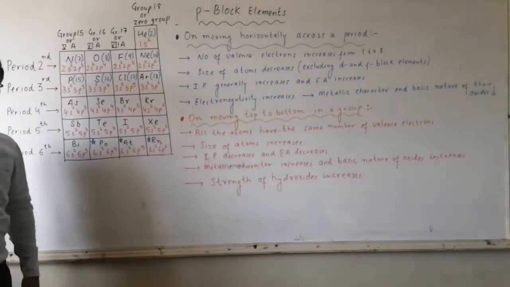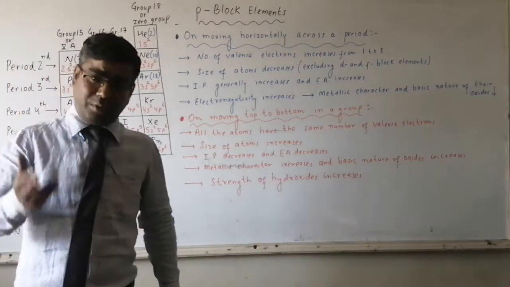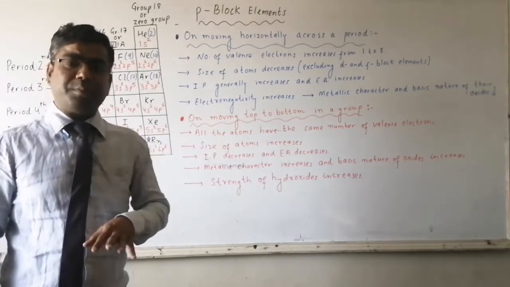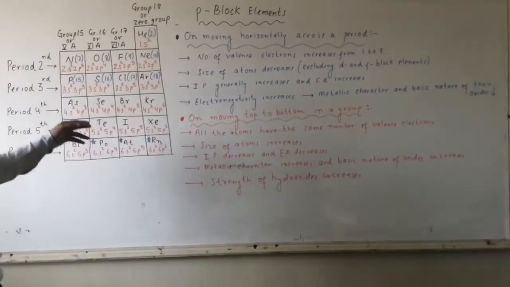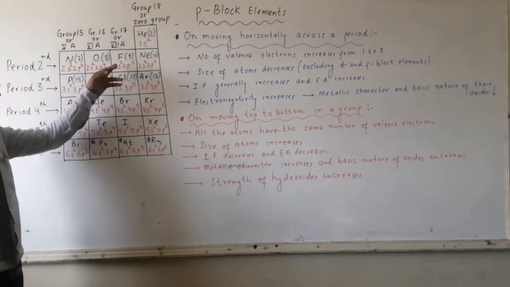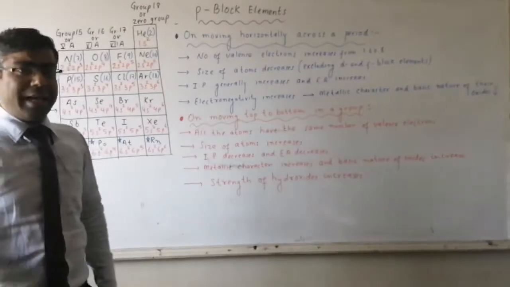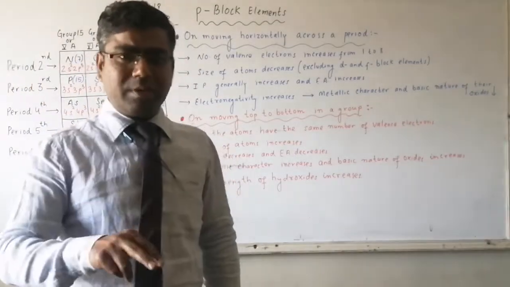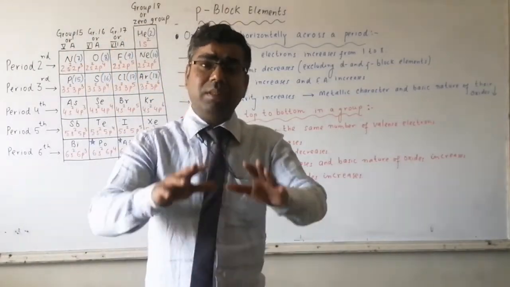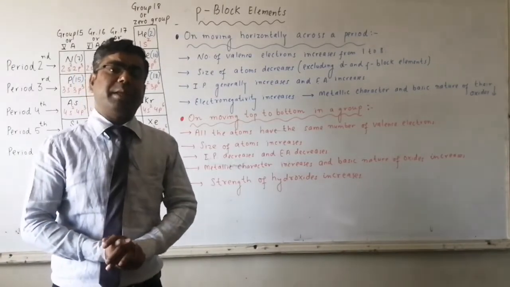Group 15 is having general outermost electronic configuration as ns2 np3. In ns subshell we are having 2 electrons and in np subshell we are having 3 electrons. Similarly, for group 16 it is ns2 np4. For group number 17 it is ns2 np5, and for group number 18 it is ns2 np6. 2 electrons in s subshell and 6 electrons in p subshell. In total we are having 8 electrons in the valence shell. Helium is an exception.